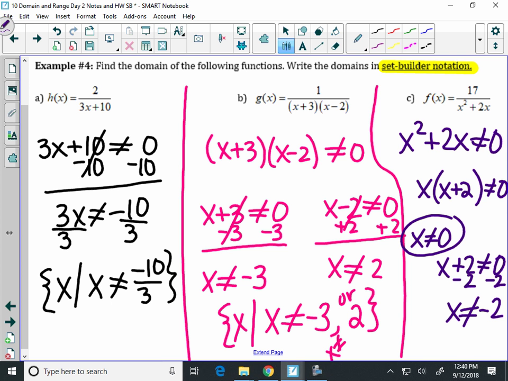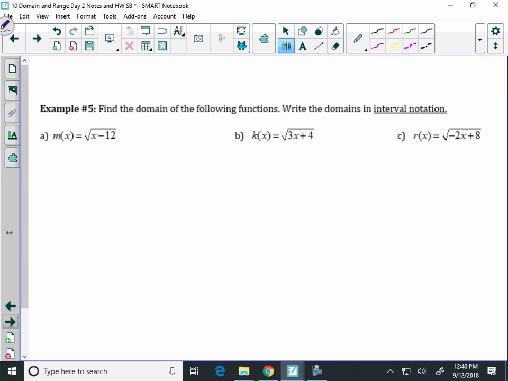Let's do one or two of the square root ones here. All right, let's do C. Let's skip to C here. For all of these, when you have a square root and you're taking the domain, remember, you take the radicand. And how do you compare it to 0? What symbol do you put there? Greater than or equal to. You don't want negatives, but you can have 0 or positive.